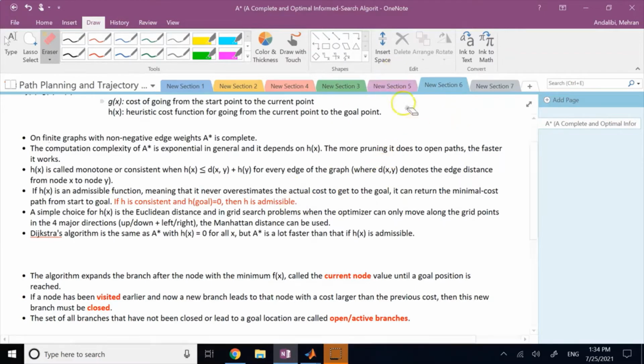And which of these branches that were previously open, it is going to prune them. Prune means it cuts them. It says they are closed, they are dead ends, I'm not going to explore them anymore. I'll show you what explore means and what close means.